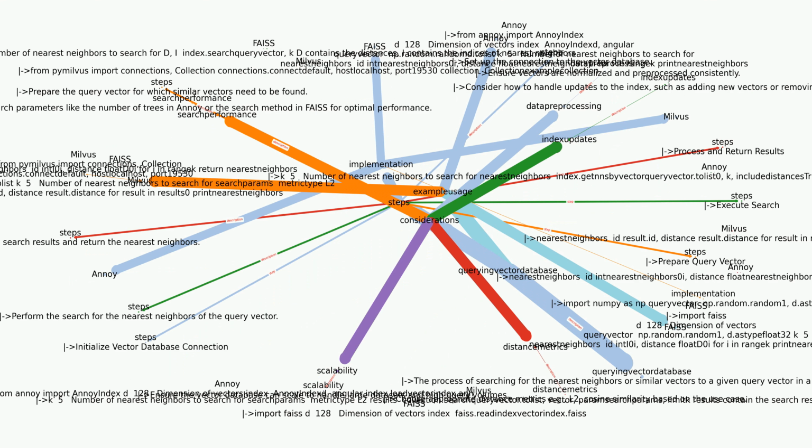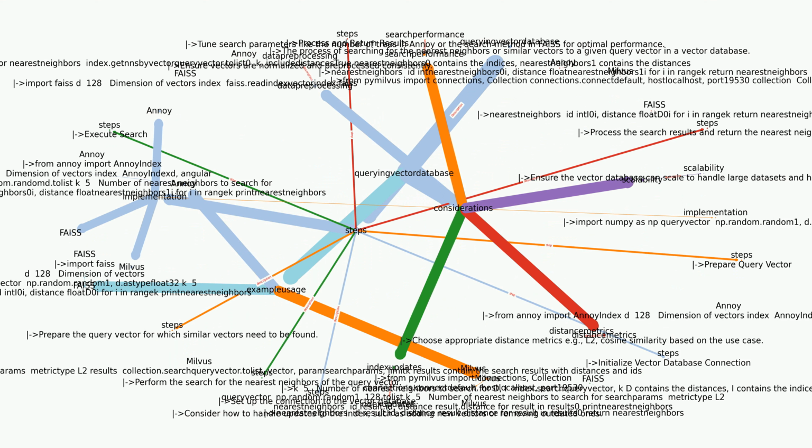Step: execute search. Description: perform the search for the nearest neighbors of the query vector. Implementation. FAISS: k = 5, the number of nearest neighbors to search for. D, I = index.search(query_vector, k). D contains the distances. I contains the indices of nearest neighbors.